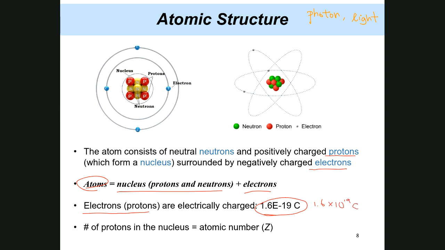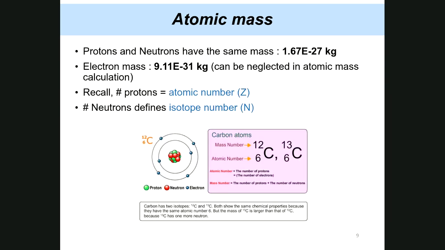Okay? And also the number of protons in nucleus determines the atomic number. Okay? So if we know this has atomic number of 6, then we know that atom has 6 protons and probably 6 electrons, right? So that is atomic structure. If you go into here, there is also a concept called the atomic mass. The protons and neutrons have the same mass.